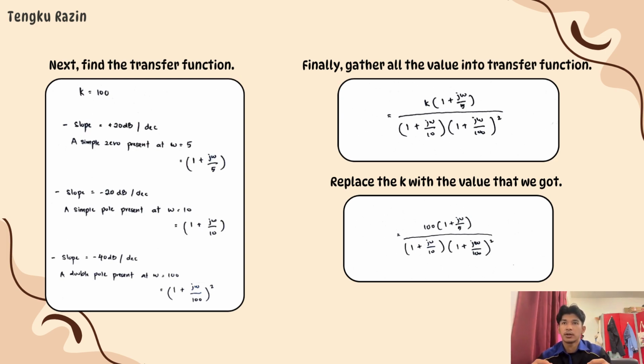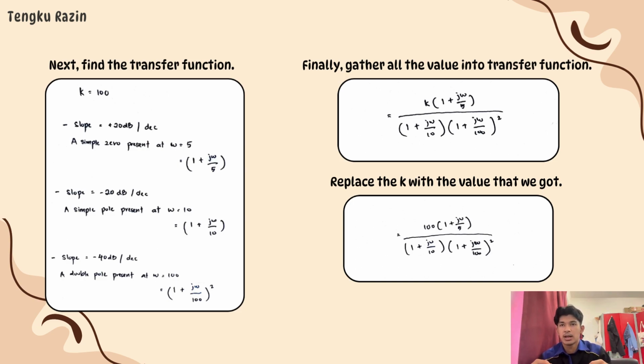Look at the slope of the plot and identify the important frequencies. First, from 1 to 5 radians per second, the slope is positive 20 dB per decade. This means a simple zero at 5, and we write it as 1 plus j omega over 5. Then from 5 to 10, the slope becomes flat, and at 10 radians per second, the slope drops by 20 dB per decade. This tells us there is a simple pole at 10, so we can write 1 plus j omega over 10.